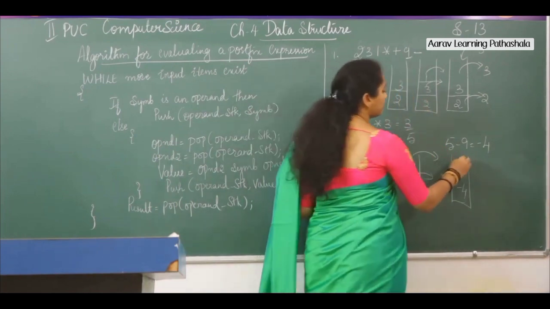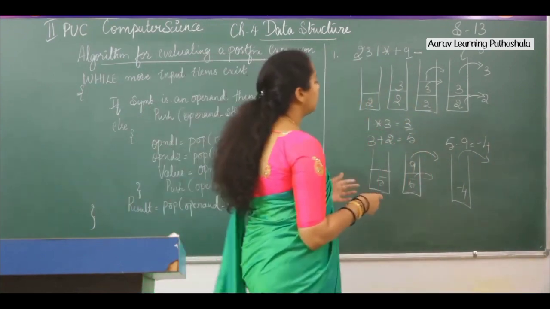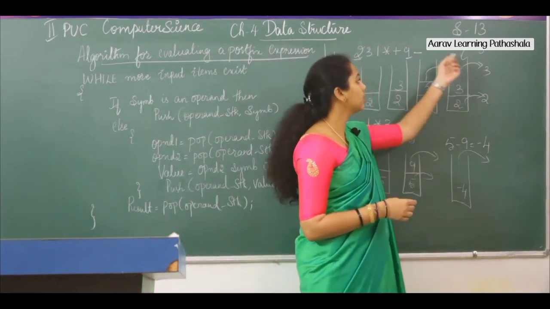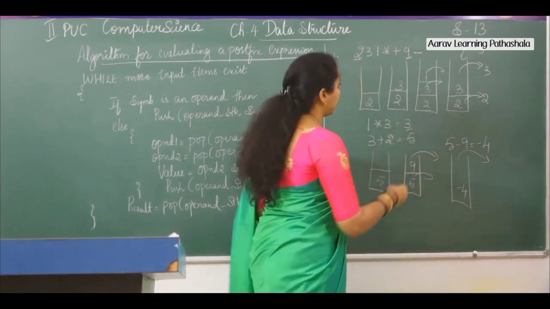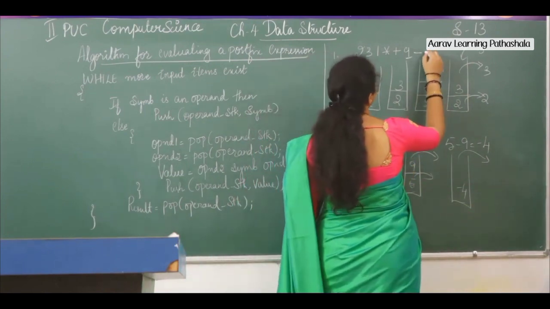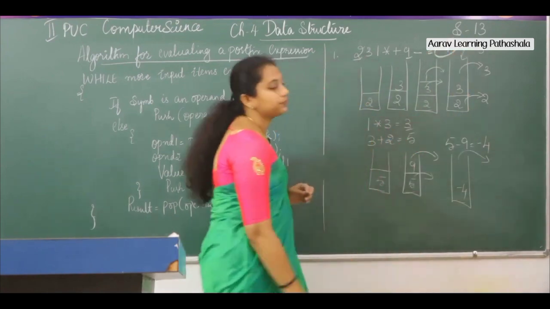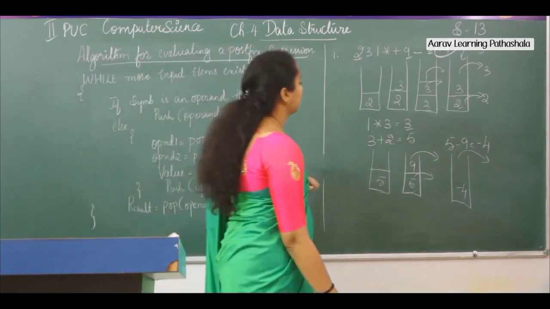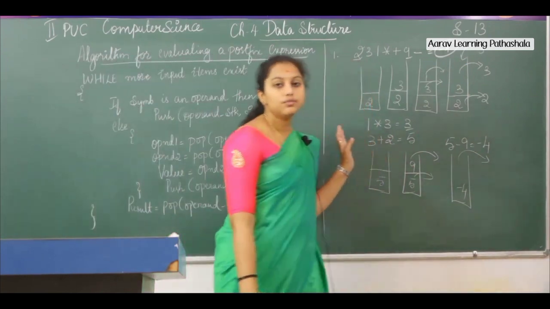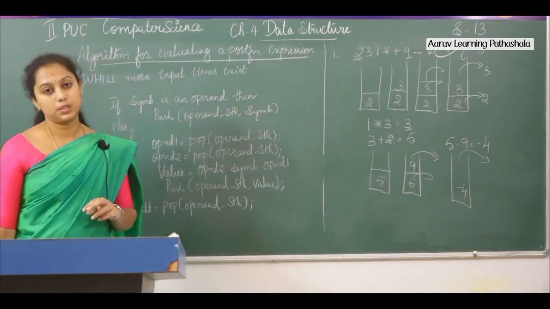I am going to pop out this result from the stack. There are no elements left in the expression, so we are going to pop out the result from the stack. So the result of this given expression is minus 4. So this is how we are going to evaluate this postfix expression.